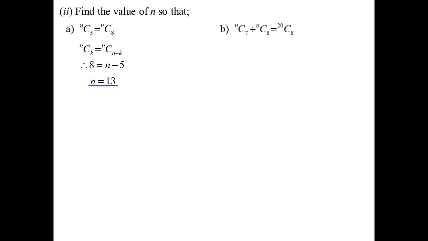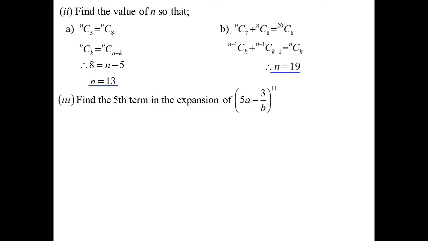nC7 + nC8 is equal to 20C8. This also comes from our Pascal's triangle relationship, which says to find any term, we add the two terms above it. So (n minus 1)Ck + (n minus 1)C(k minus 1) is equal to nCk. And looking at the numbers at the bottom, we could say that, well, k minus 1 is 7, k is 8. So n would end up being 19, the row above 20C8. Of course, if you didn't remember those relationships, you could always plug in your actual formula for nCk and play around with the algebra on that.